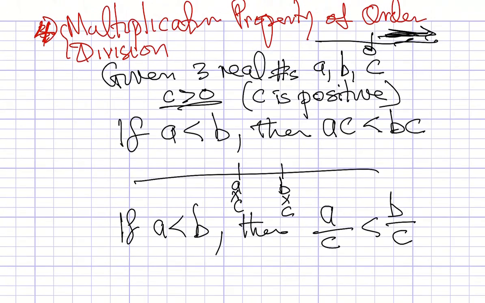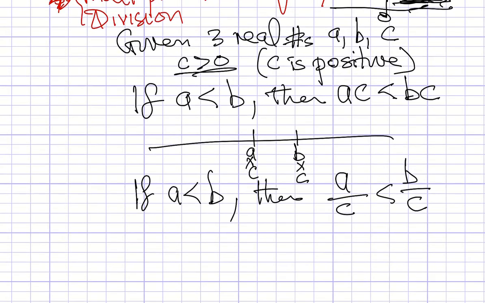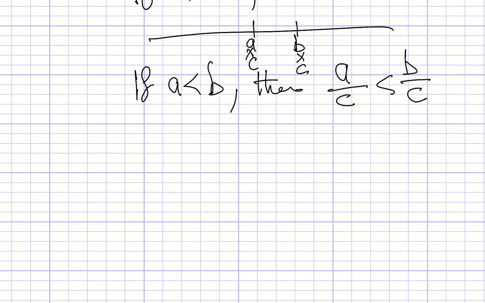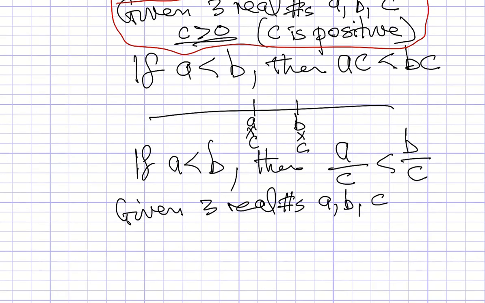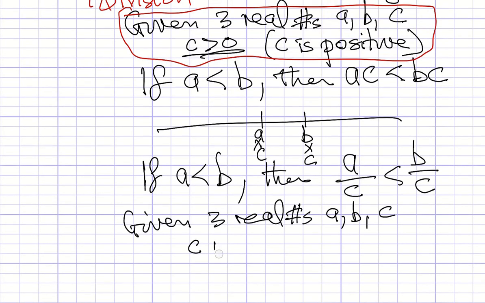But here is where something happens. C will give you that condition there. Remember that condition? Suppose we modify that condition. Suppose now you say, given three real numbers A, B, and C, but C is less than 0. That means C is negative. You understand that, right? C is negative.